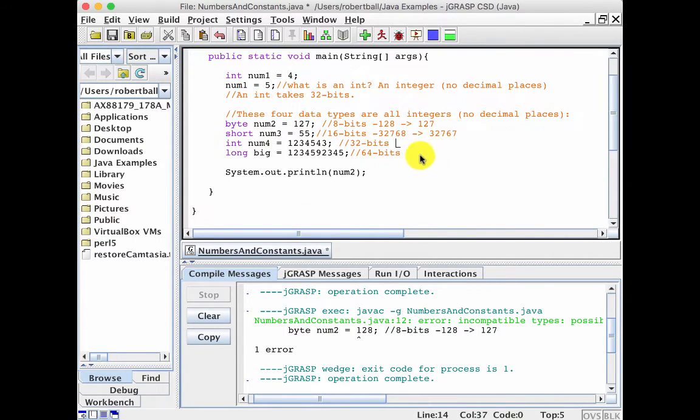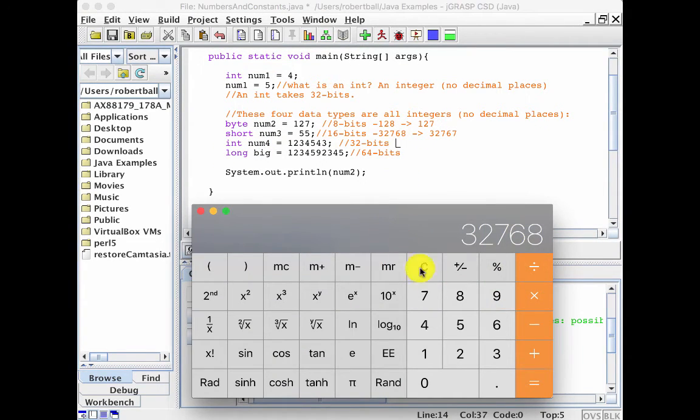How big can an integer be? An int. So byte, short, int. All right. So now we know it's 32 bits. 1 bit is used for its positive or negative.